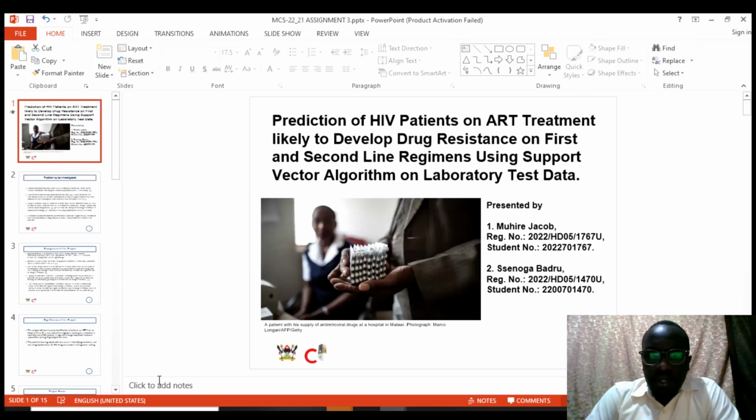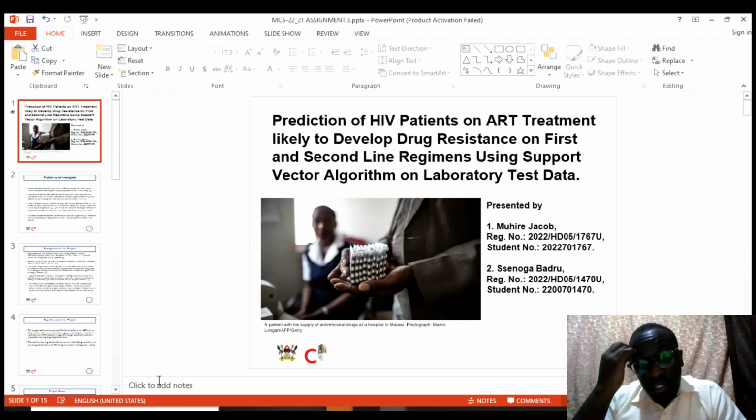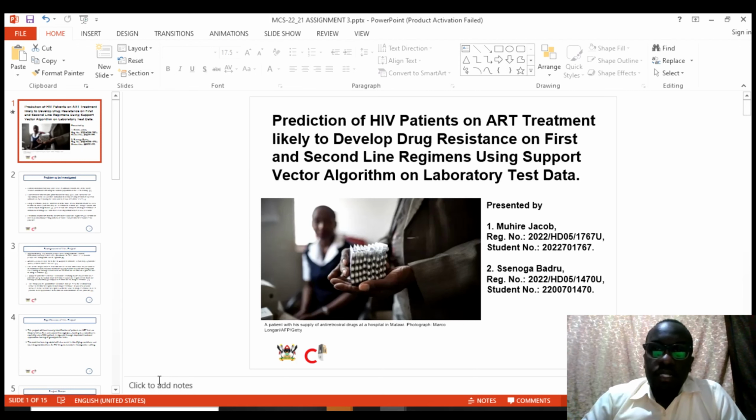I'm presenting machine learning coursework, and the topic I'm presenting on is the prediction, with a machine learning model, of HIV patients on ART treatment who are likely to develop drug resistance on first and second line regimens. This will be done with the support vector algorithm, running on laboratory test data. My group has myself and Senoga Badru.